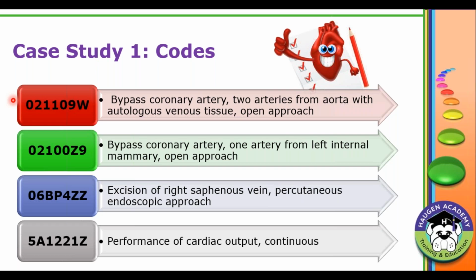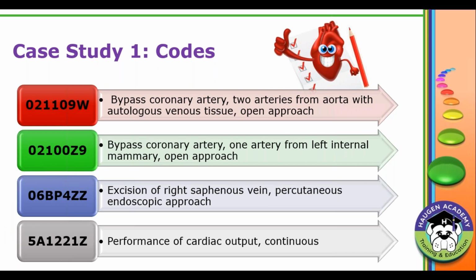This is my saphenous vein bypass, but it doesn't include my LIMA bypass. And in order to code that, I have an additional code. This one is bypass from 1 artery from the left internal mammary artery, open approach. And again, look at my device character here, it is a Z, no device. It was a pedicle graft. It was left in place. So we have 2 vessels coming from the aorta to the coronary artery, and one vessel coming from the left internal mammary artery to the coronary. We also had excision of that right saphenous vein, percutaneous endoscopic approach, because they did endoscopic harvesting, and then finally my code for cardiopulmonary bypass.